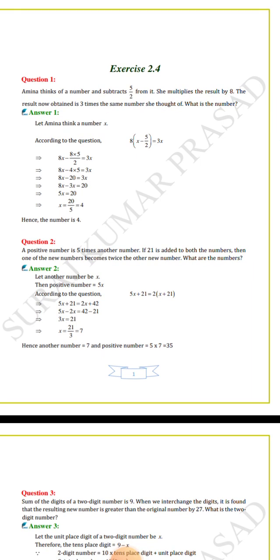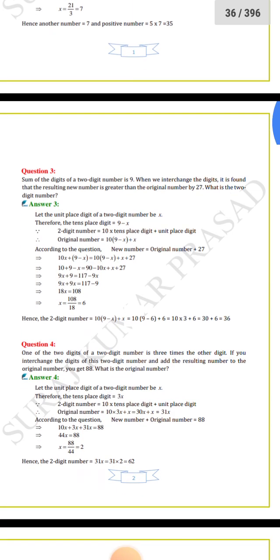Then the other number is 7 and the positive number is 5 into 7, which is 35. We have multiplied only with 5 because in the question the positive number is 5 times the other number. So we have to multiply with 5. Then we can get the answer as 35.